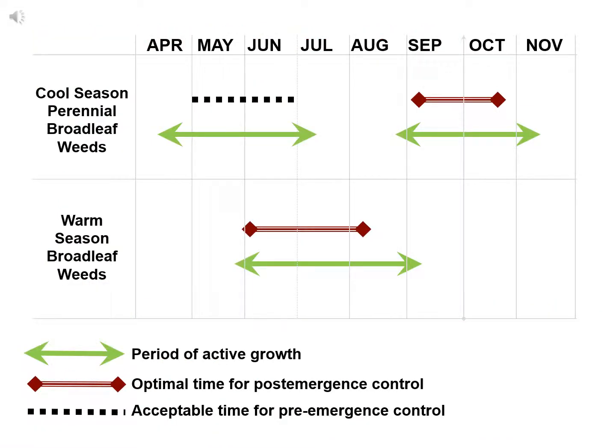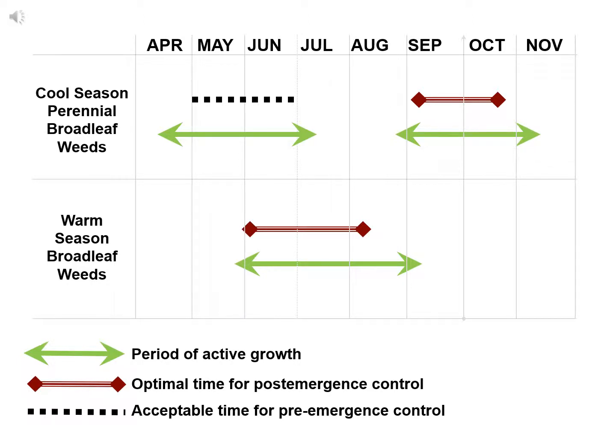Here is a very general look at optimal and acceptable timings for herbicides based upon the weeds they can control. The green lines with arrows on each end indicate the period of active growth for cool season and warm season broadleaf weeds. The maroon lines with the diamond shapes on each end represent the optimal time for post-emergent control of broadleaf weeds and is at a time when they have typically finished flowering and their growth has slowed down. This optimal time also has the added bonus of when cool season turfgrasses are most actively growing.